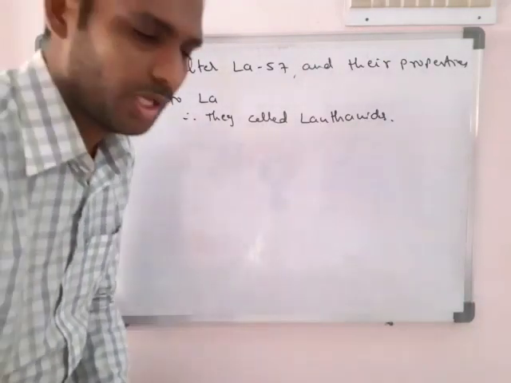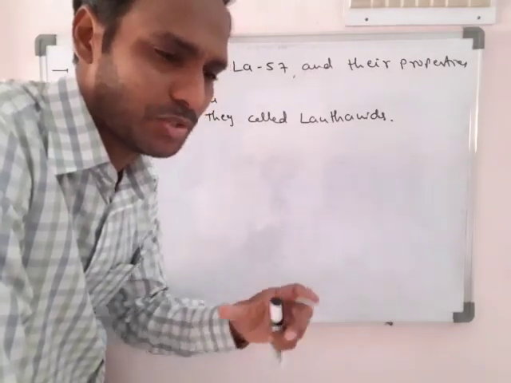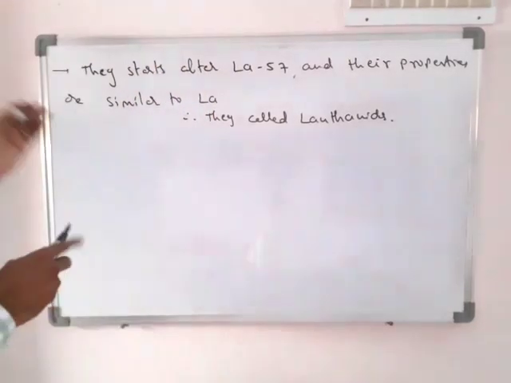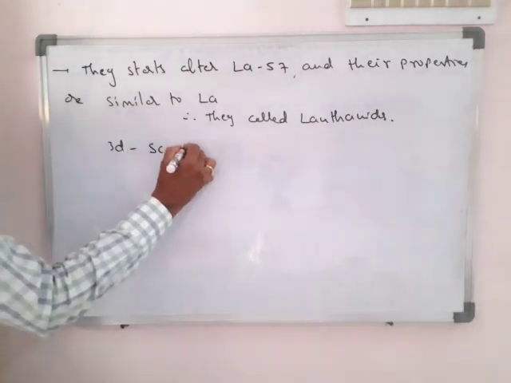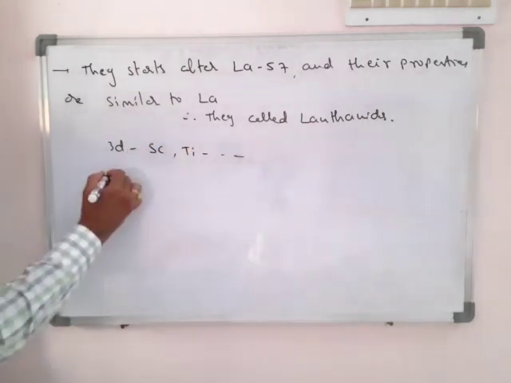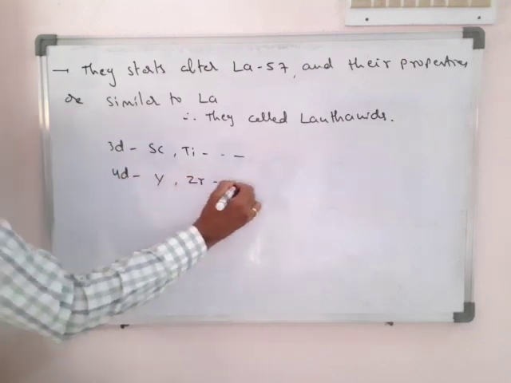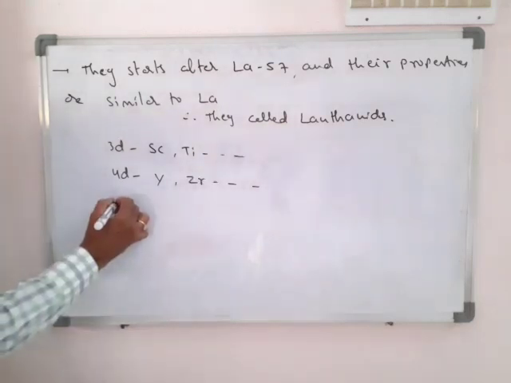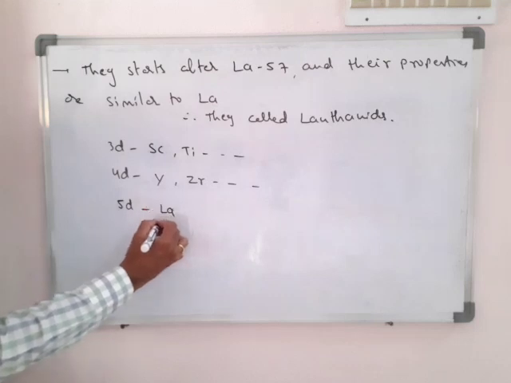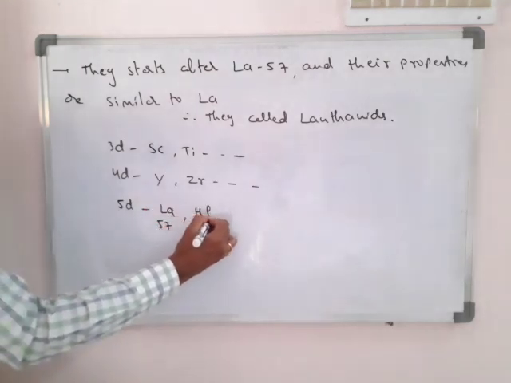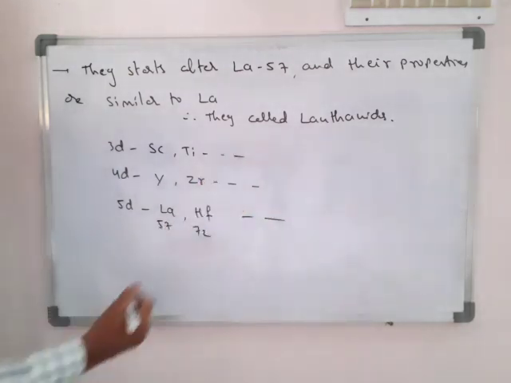So they belong to which group? Already if you observe the d block elements, let's just write the series, starting elements only. What is the 3d series? Scandium, titanium, vanadium up to zinc. What is the 4d series? Yttrium, zirconium, niobium, molybdenum, like that. Now what is the 5d series? The 5d series starts with lanthanum 57, next hafnium 72, ending up to mercury.